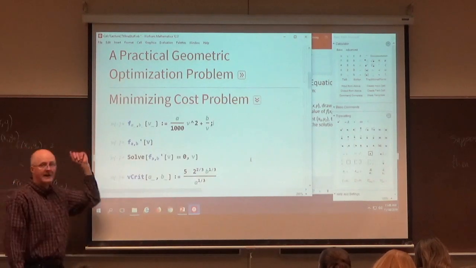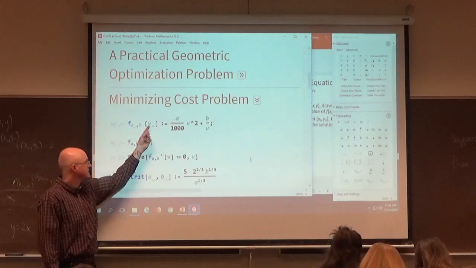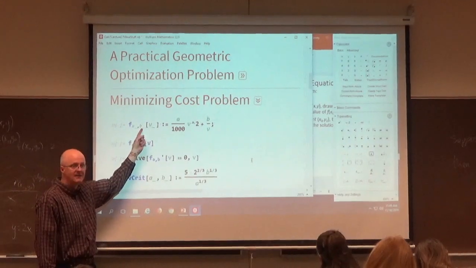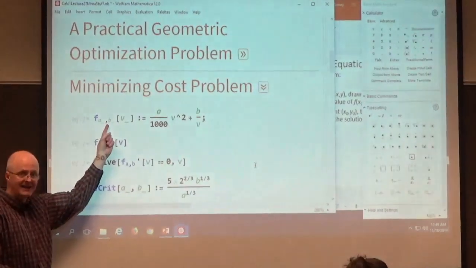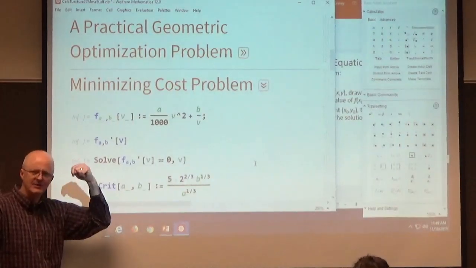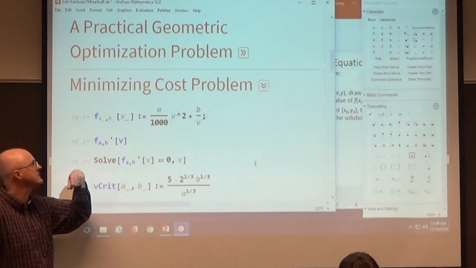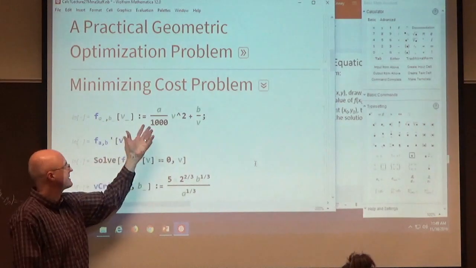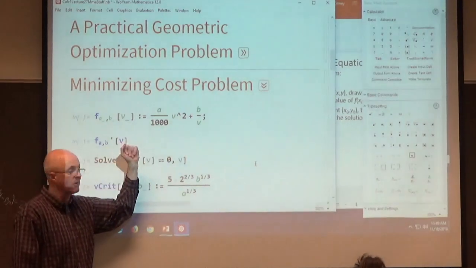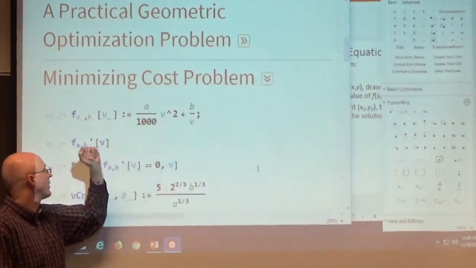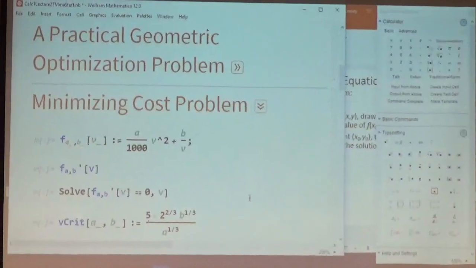When you first define the function, you need underscores, not just for the v in this case, but also for the a and the b. I'm making those subscripts in Mathematica, more for myself, just to remind myself that those are the parameters. But Mathematica treats them as variables, so they still need underscores. And there's the formula. So you enter this formula.